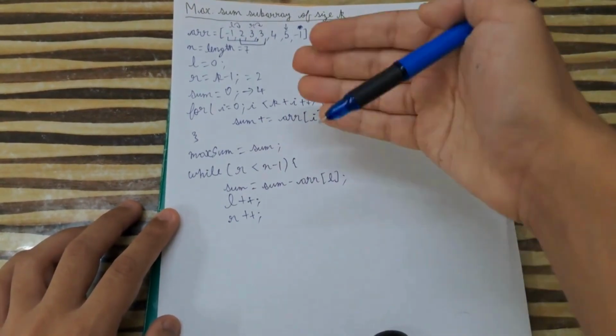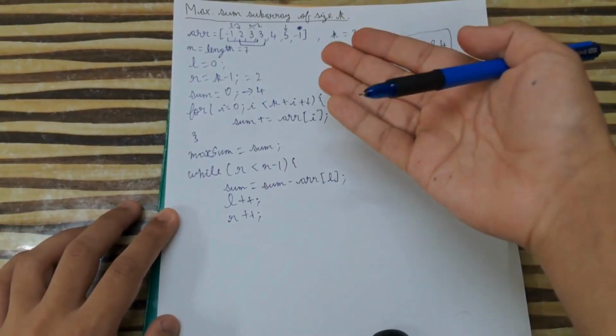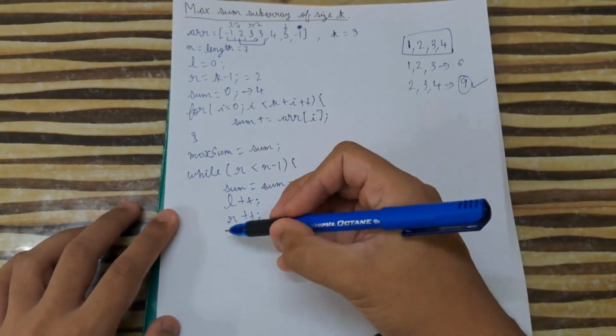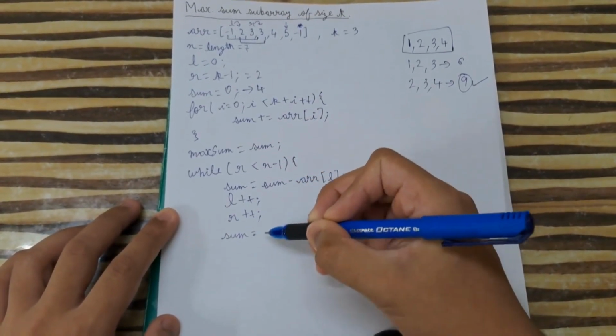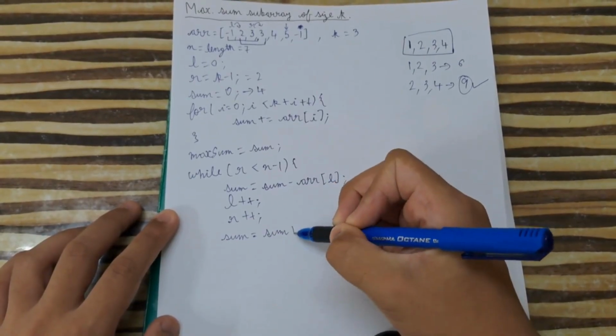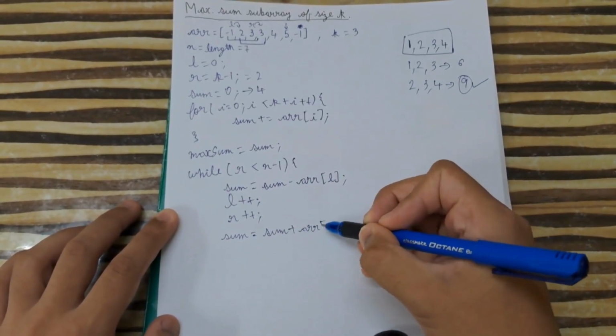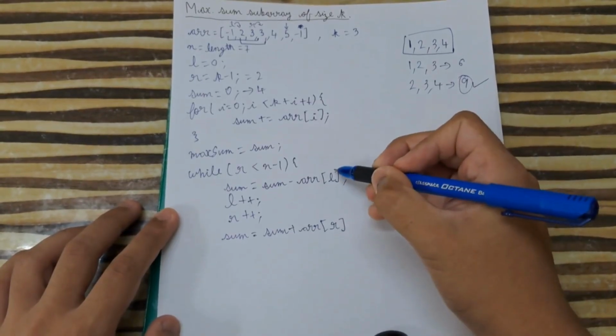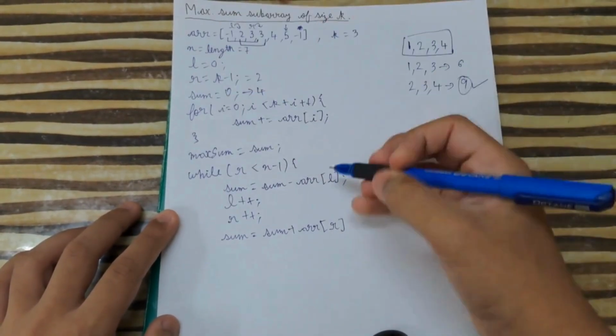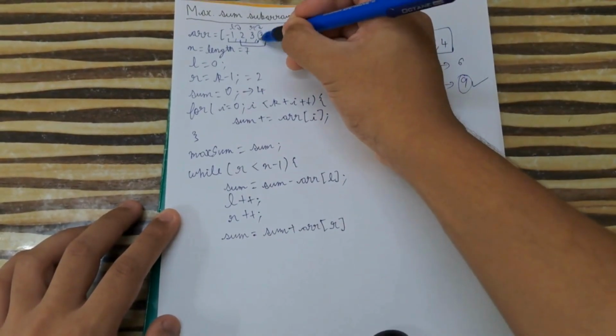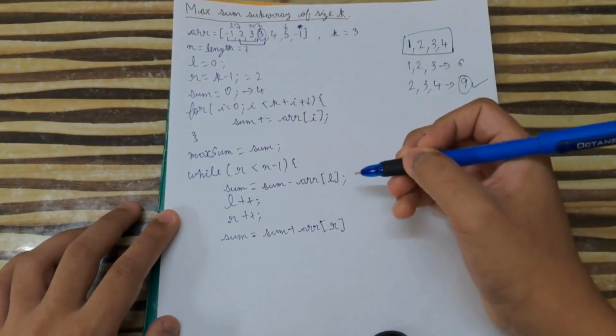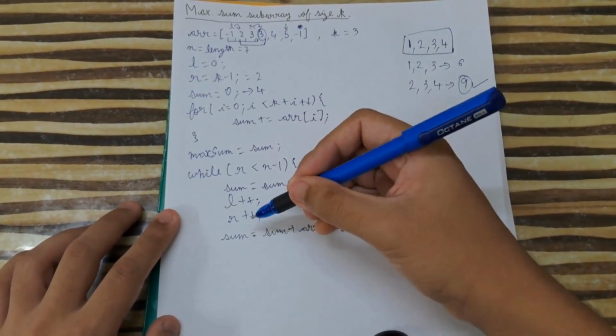Now, to update the sum with this new sliding window, we have to do sum equals sum plus array R, because array L was the previous element that we had to remove, and array R is the new element that has come now. This is the new element, this 3. So we have inserted it in the sum variable.